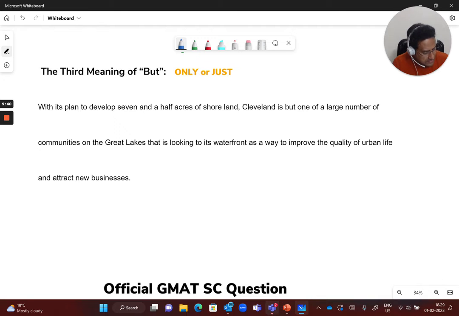Now, this sentence ends with a modifier. This group of words provides us with additional information about a word in the preceding phrase. But there are 4 words in this phrase. So which of these is this additional information about? Now it is easy for us to eliminate number and Great Lakes because neither the number nor the Great Lakes are looking to their waterfront for any reason. It's illogical, right? That leaves us with two words, only and communities.